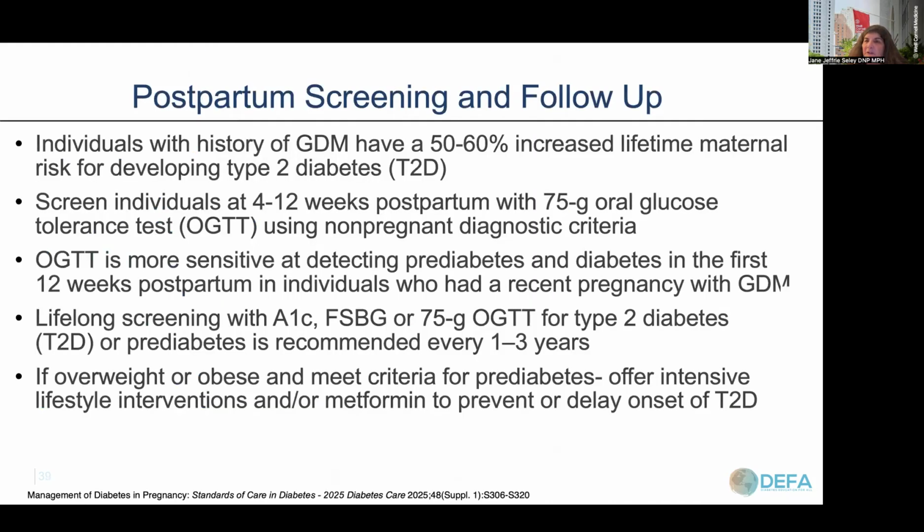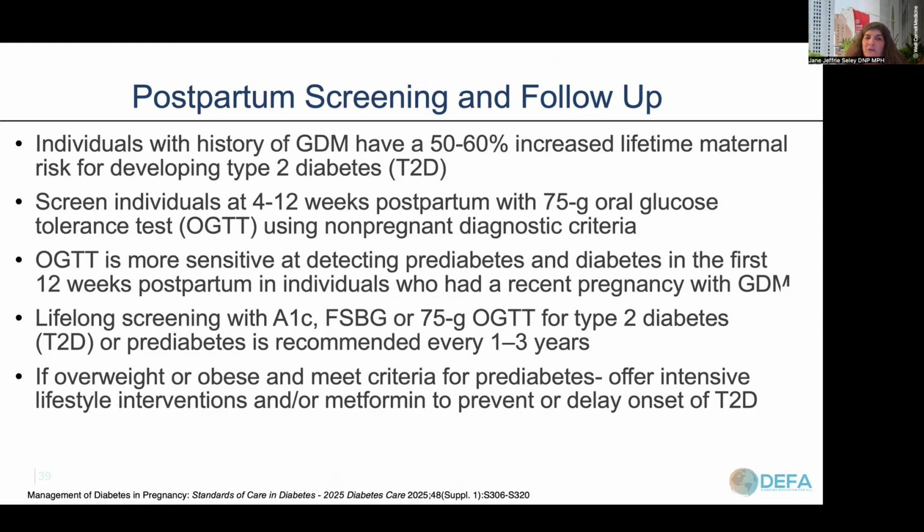And after the person delivers, they're not out of the woods. They're on a 50 to 60% increased chance of developing type 2 diabetes later in life. So we want to monitor them very closely soon after to make sure the diabetes goes away right after they deliver. It may not, about 10% of the time, which could mean they had type 2 diabetes all along as possible. So we want to screen them at 4 to 12 weeks postpartum with a 75-gram oral glucose tolerance test, but using the non-pregnant criteria.